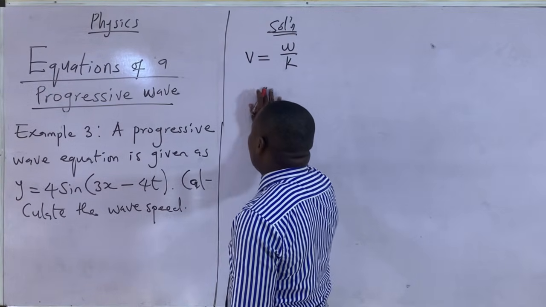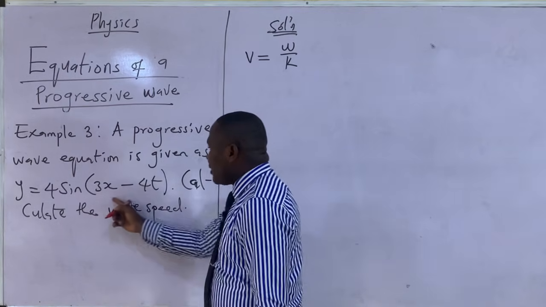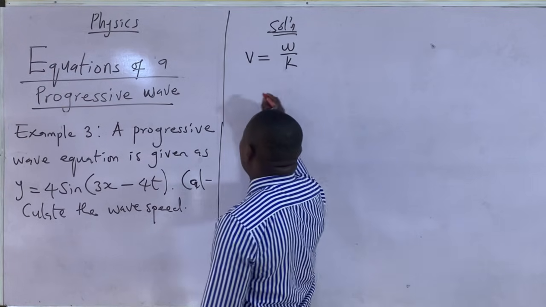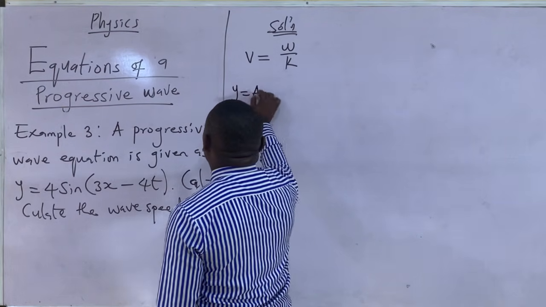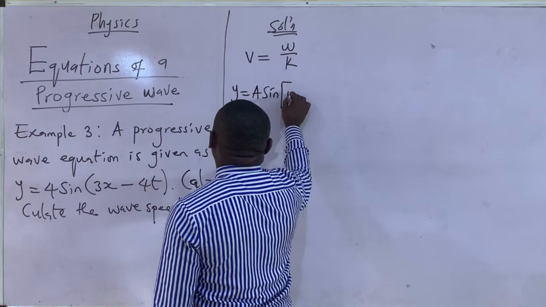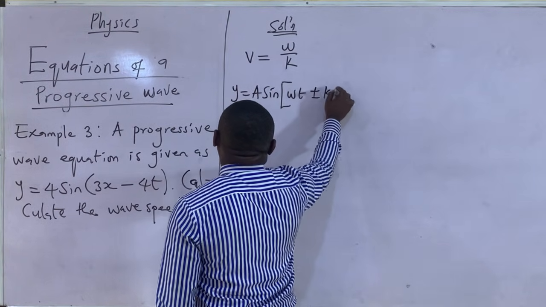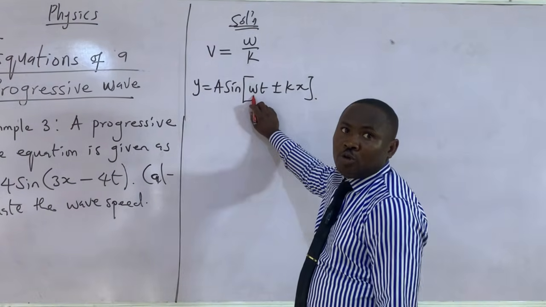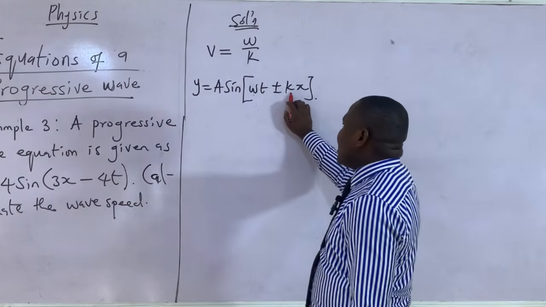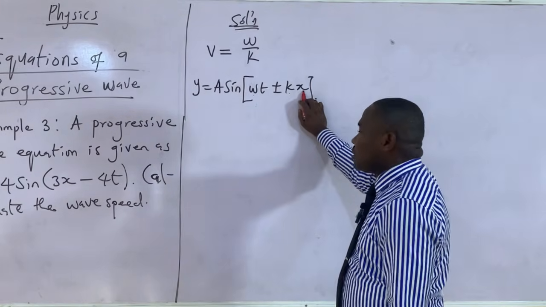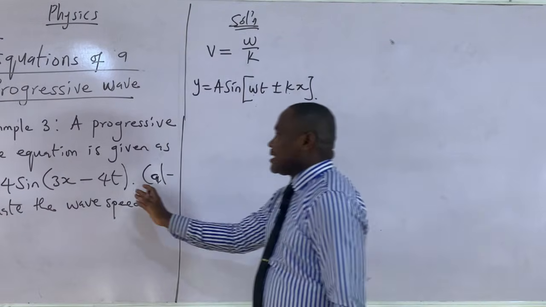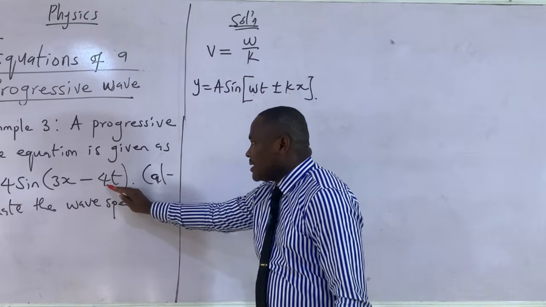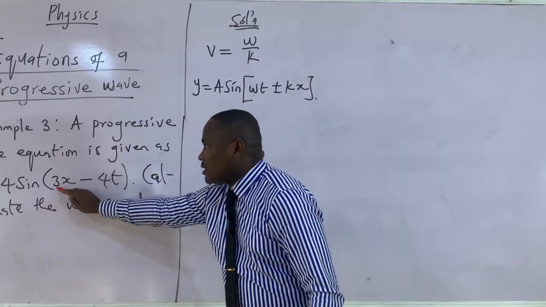So what you need to do here is to look for which of them is W and which of them is K. Now remember, from the equation Y is equal to A sine open bracket WT plus or minus KX, W, which is your angular frequency, is always with T, while K, which is your wave number, is always with X. So there was an interchange of position. So now you know that this is your W, while this is your K.